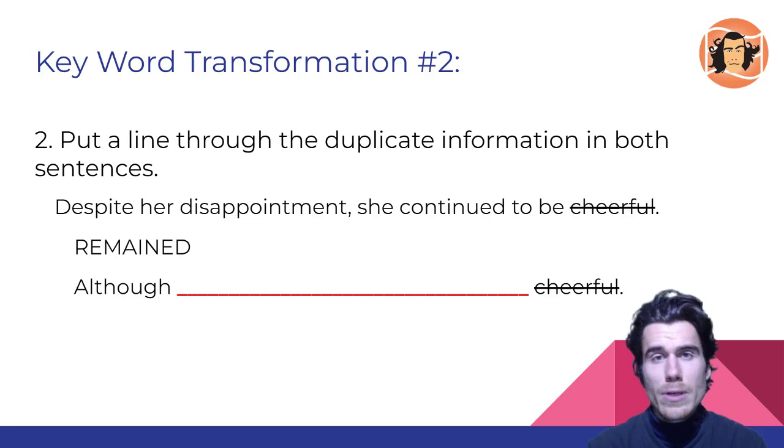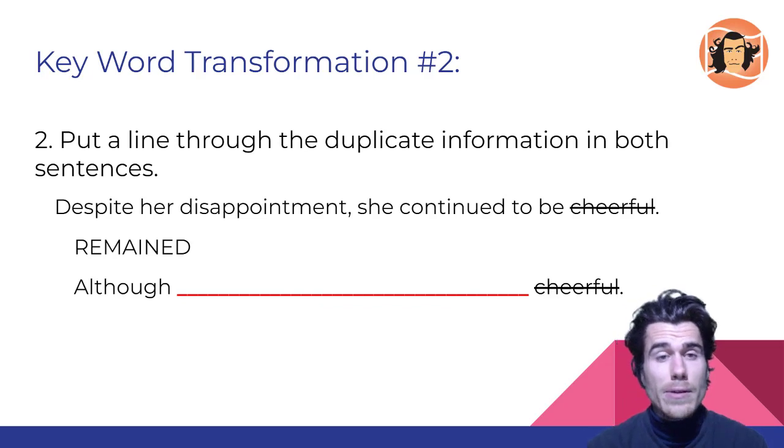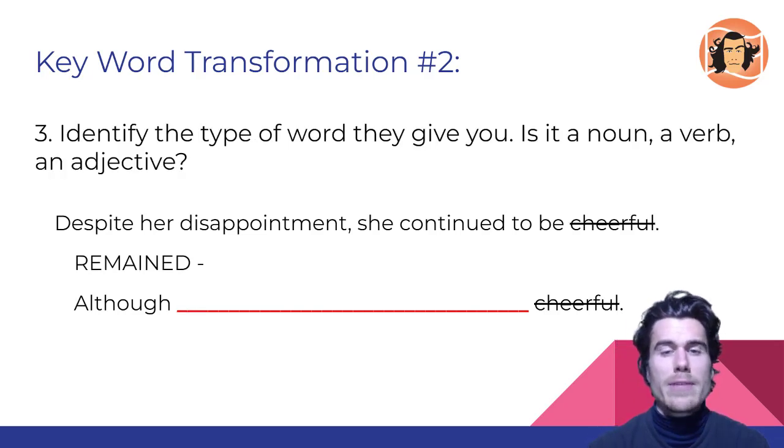Maybe that's different to you. If it is, don't worry. You may still have the correct answer. And also, this is only our second time doing it, so you might not be perfect yet. Don't worry. Let's continue to step 3. Identify the type of word they give you. Is it a noun, a verb, or an adjective, or something else?